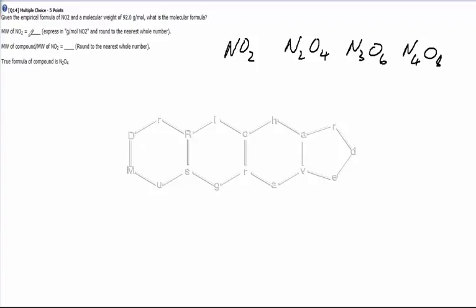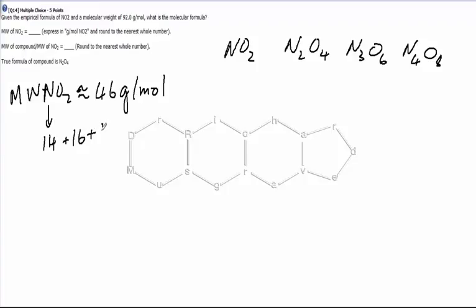So the molecular weight of the compound here is 92.0 grams per mole, and what we do is we find the molecular weight of NO2, which is going to be approximately 46 grams per mole. And the way we get that is just by taking one nitrogen and two oxygens. That's one nitrogen, which is about 14, and the two oxygens, which are about 16.